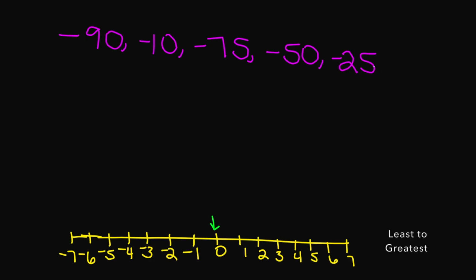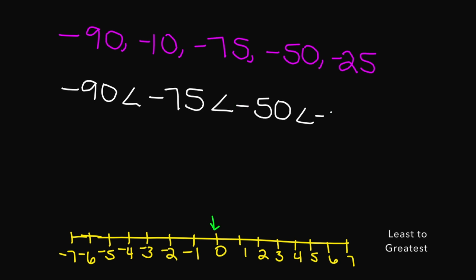-90, -10, -75, -50, -25. From least to greatest, we have -90 first. Then we go up to -75. -75 is less than -50. Then it goes up to -25. And then -25 is less than -10.